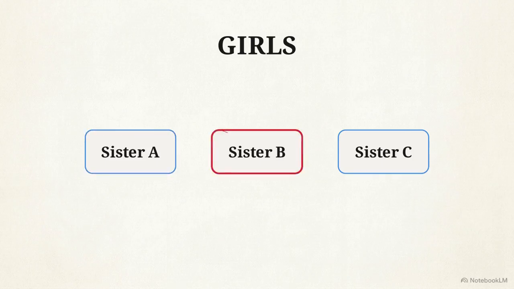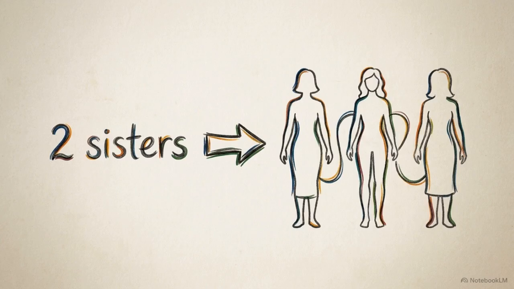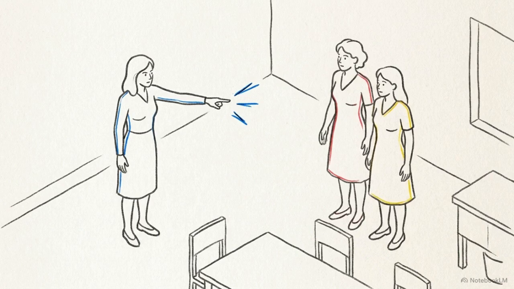This logic holds for everyone. Sister B sees A and C. Sister C sees A and B. Our mapping shows a total of 3 girls here. The phrasing "has 2 sisters" is a way of describing a group of 3. The apparent total changes depending on who is doing the counting.